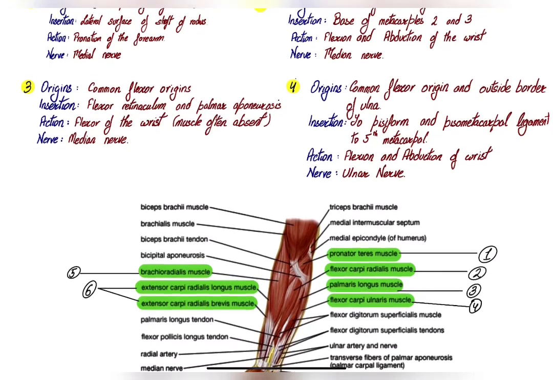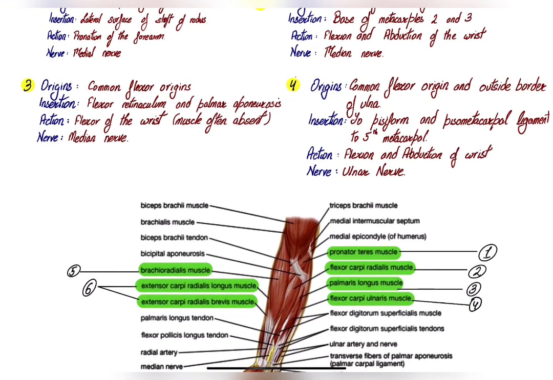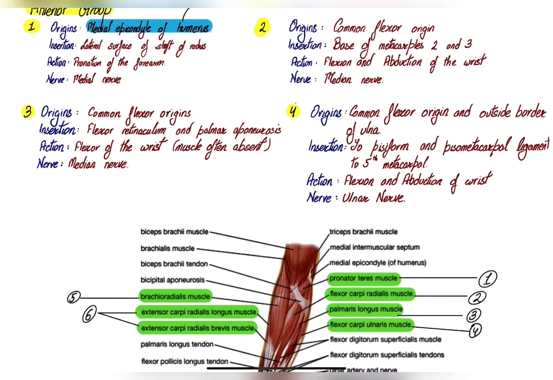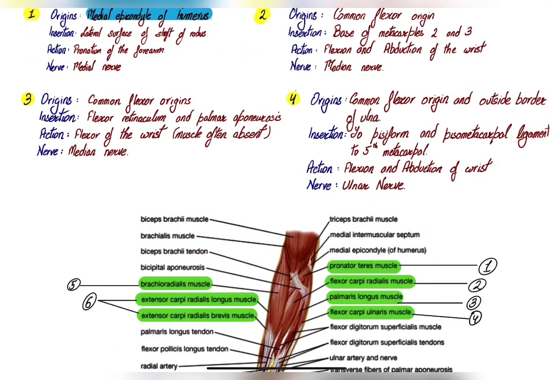The next muscle is the flexor carpi radialis muscle. Now this muscle originates from the common flexor origin, as we all know, and has its insertion in the base of the metacarpal 2 and 3, which are over here. The action that it performs is flexion and abduction of the wrist, and the nerve that passes through it is the median nerve. Now, the next muscle, which is located over here, is the palmaris longus muscle.